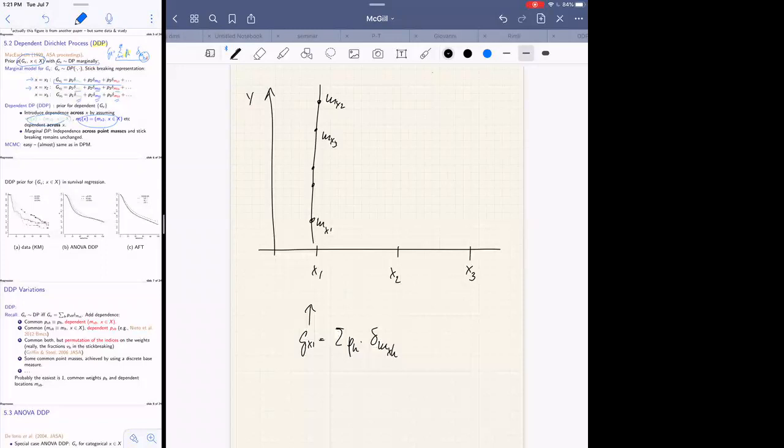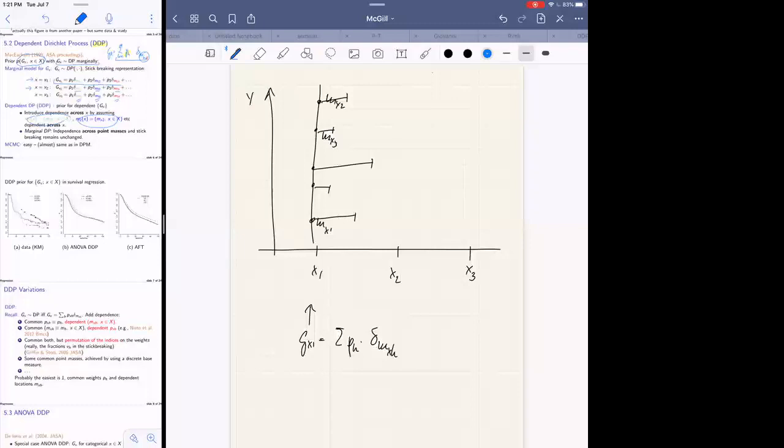And then for each location, we use the stick breaking to construct the actual probability masses for each location. Here's the first one, here's the second one, the third one, the fourth one, and so on. That's the construction for the first one. So for the first one, I simply constructed a Dirichlet process random measure using stick breaking. And now comes the construction for the second one.